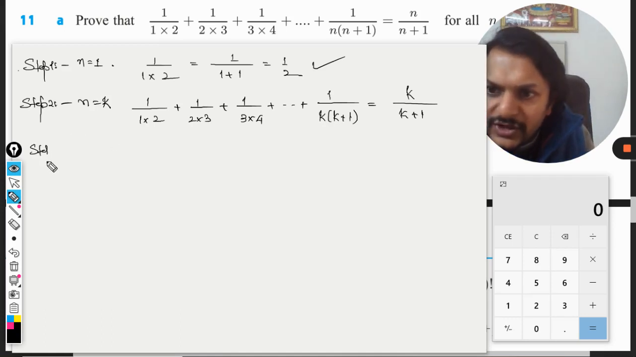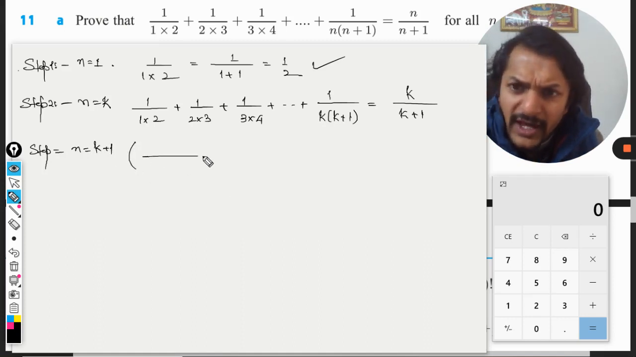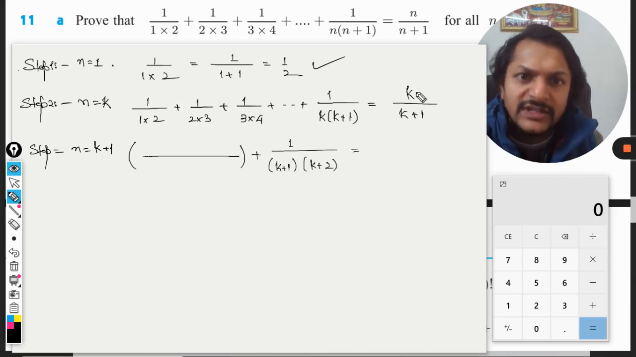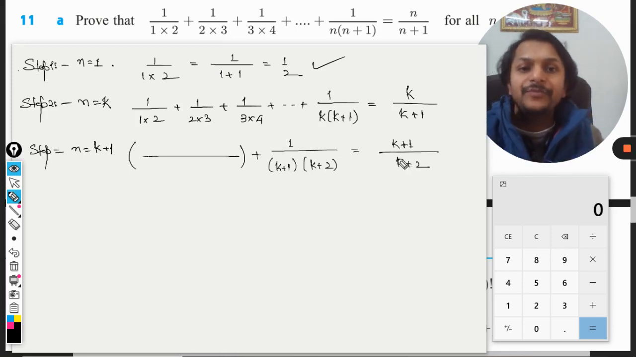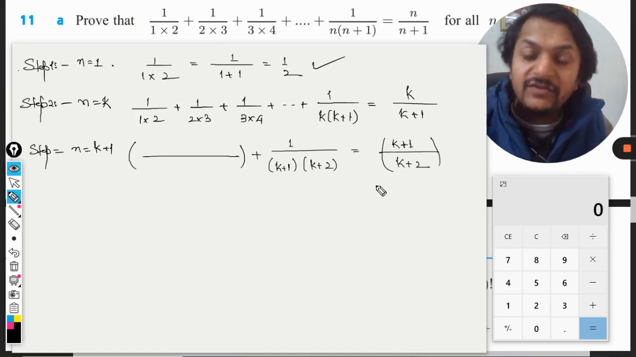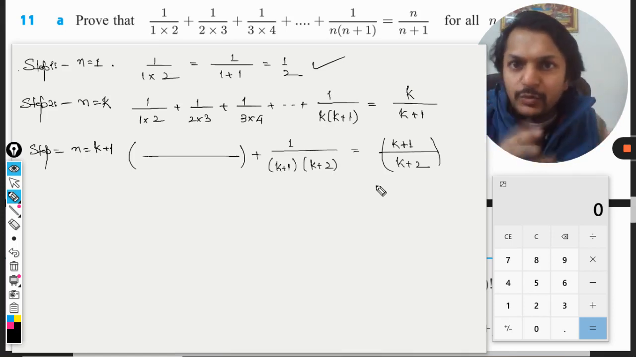Now in step number 3, we substitute n is equal to k plus 1. So we are going to have the complete sequence, but one term will be added here, and it will be k plus 1 and k plus 2. So this is equal to, this will be k plus 1 divided by k plus 2. So left hand side should come out to be equal to right hand side, and we have only arithmetical principles with us to help prove this now.